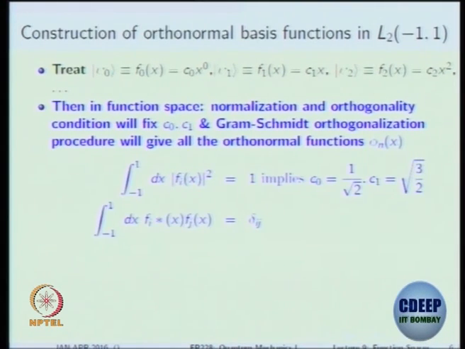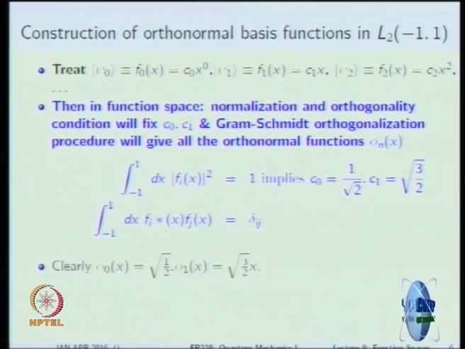So use this property. Phi naught is root of 1 by 2. Phi 1 is root 3 by 2 times x. So those two are straightforward. Just from normalization condition itself you can fix it. These two functions. What about the third one? Phi 2 of x. Can you try it?